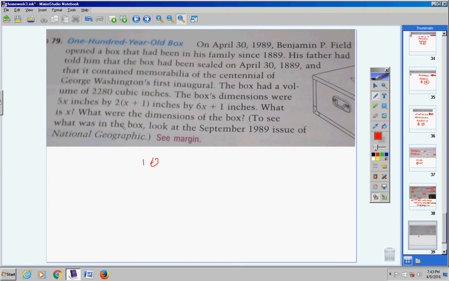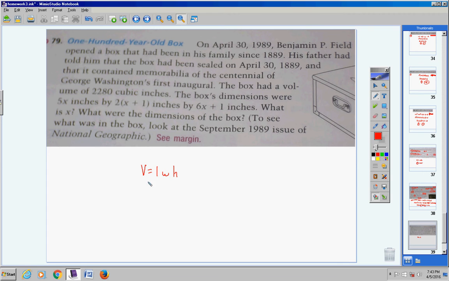The box had a volume of 2,280 cubic inches. Now, let's stop right there, okay? The volume of a box is what? Do you remember? It's length times the width times the height, okay?